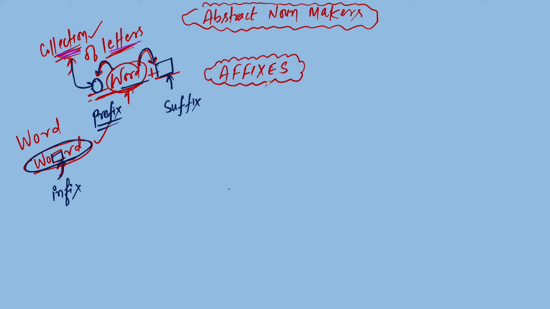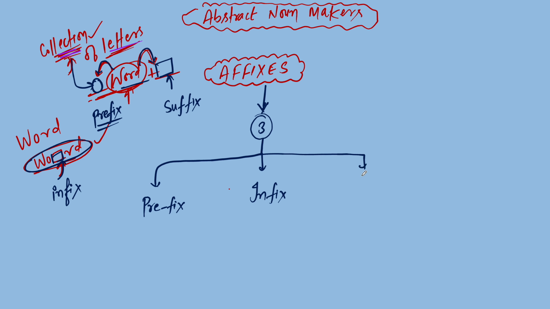Okay. So there are three kinds of affixes. First is prefix. Second is infix, and third is suffix. Is it clear or not? Okay, there is a hyphen basically. Okay, infix.